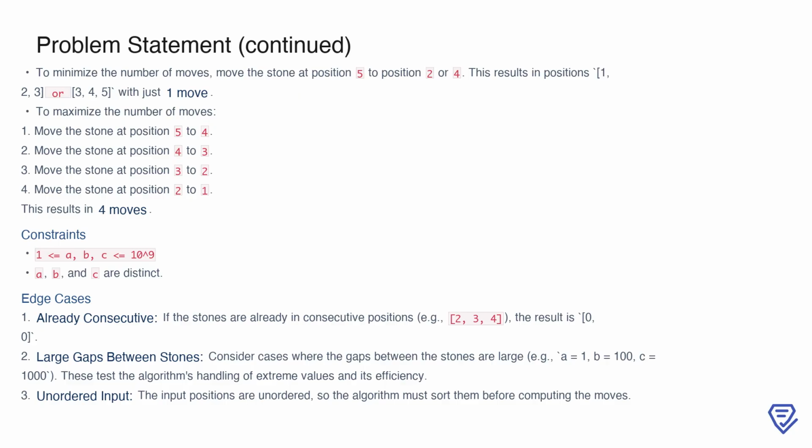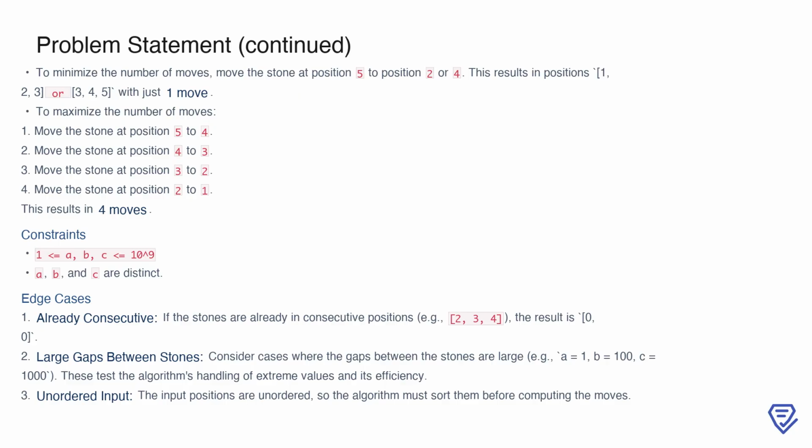For the maximum number of moves, we can move the stones one step at a time. First, move the stone at 5 to 4. Then, move the stone at 4 to 3. Next, move the stone at 3 to 2, and finally, move the stone at 2 to 1. This process takes 4 moves in total.